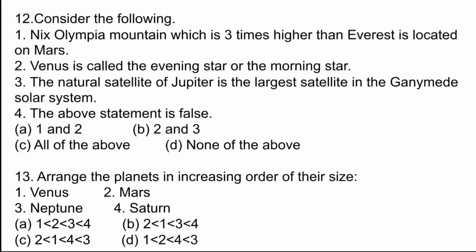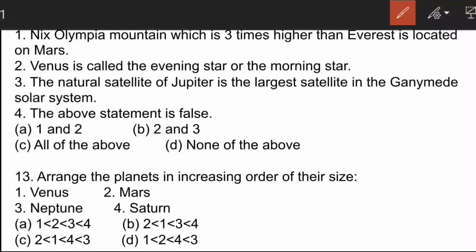The next question is, you have to consider the following and find out which statement is false. The first statement is Olympus Mons, which is 3 times higher than the Everest, is located on Mars. Here, see, the statement can be twisted in the exam also, so be very careful. This is a correct statement. It is located on Mars.